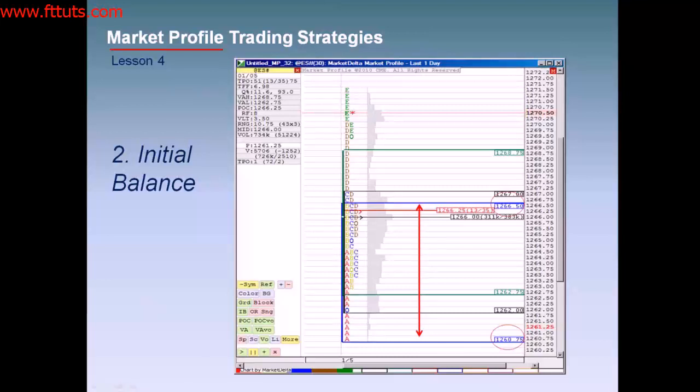So if you noticed, typically I will always have green lines for my value area, and for the initial balance I will always use a blue line, as you see here. Now, if I were to ask you what the parameters for the initial balance are, it should be a very easy question for you to answer. The lower limit of the initial balance is 1260.75, and the upper limit is 1266.50. So now we've identified our value area and the limits for it, and we've also identified the initial balance and the limits for it.